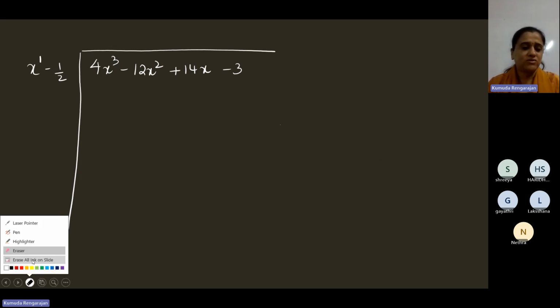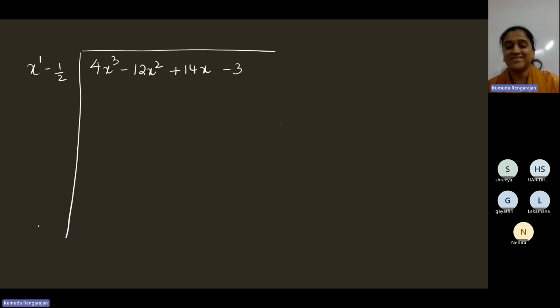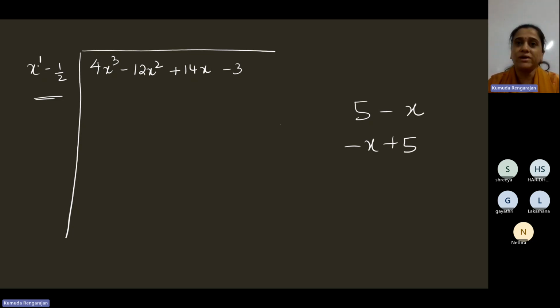If the divisor were 5 minus x, the order is incorrect because x should come first and then the constant. So you should write this as minus x plus 5. If you divide with 5 minus x, your division will be wrong. Am I clear, children? So you should arrange it both in the dividend and the divisor. Okay, now let's begin. Division is very easy.